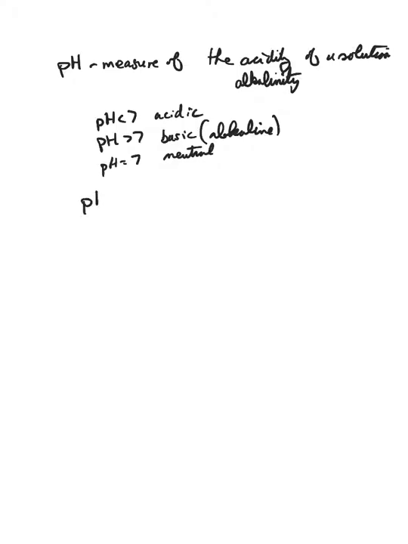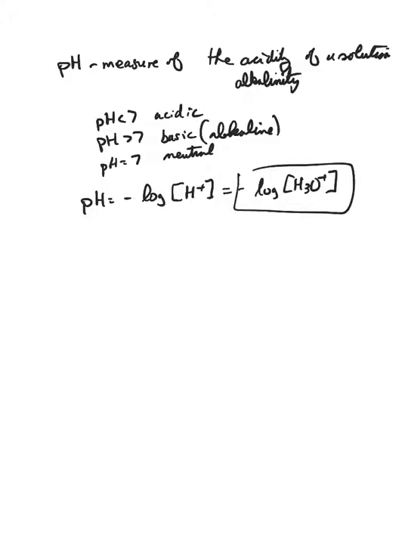So pH is defined as minus the log of the H plus concentration, or minus the log of the hydronium ion concentration. A little bit later in your chemistry career, you might actually talk about activities, in which case it's minus the log of the activity of the hydronium ion. But that's just a little caveat for now. Forget I even said that. But minus log of the hydronium ion concentration.